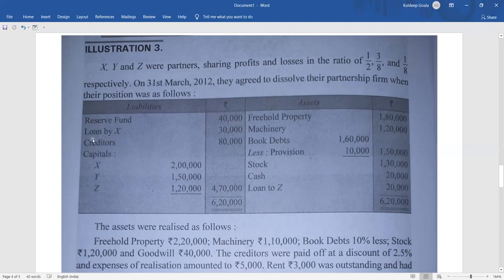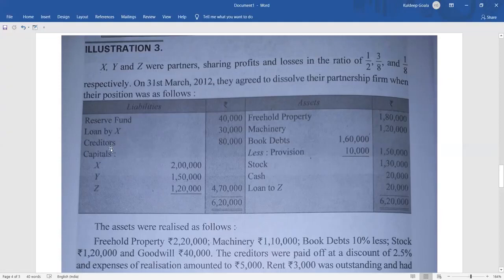There is a partner loan. Loan by X, 30,000. So remember that the partner's loan is on the liability side, which means the firm has taken a loan from X. Or you can say X has given a loan to the firm. So it is our liability. We have just now seen the situation and we know how to settle it.